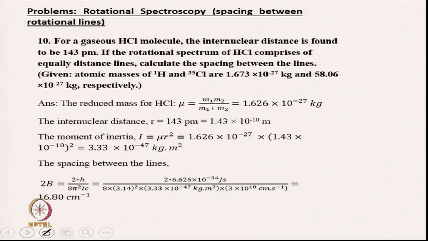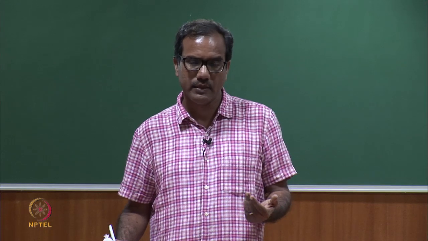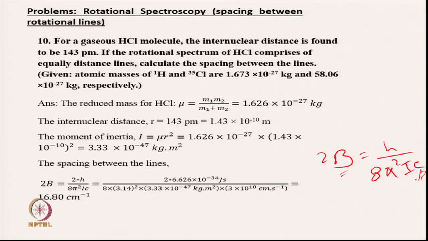What is given is the internuclear distance. The spacing between the lines is 2B, if you remember, where B is equal to h by 8 pi square IC, where B is in wave number unit. If we want to calculate the spacing between rotational lines in Hertz unit, then the C will not be here. The spacing will always be equal to 2B. Only the formula will differ.